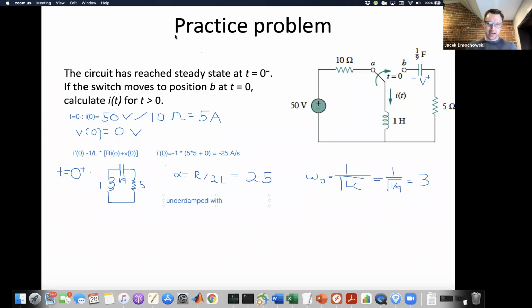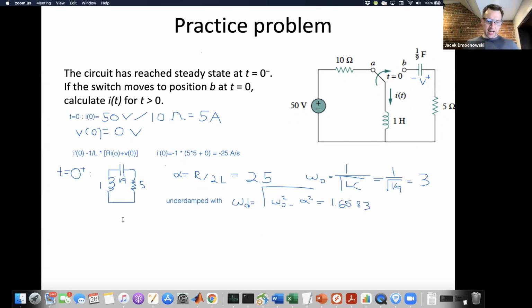with omega d. So omega d, remember, is just equal to the square root of omega naught squared minus alpha squared. And here you'll need a calculator, and that's why you will be allowed a calculator on the final exam. The answer is 1.6583. Okay, so that's our omega d.